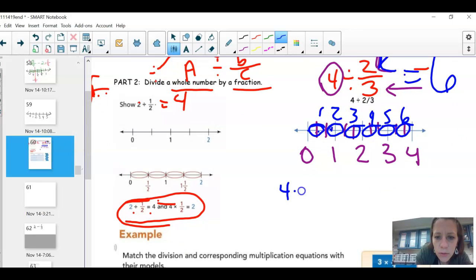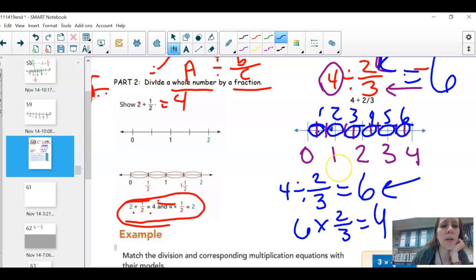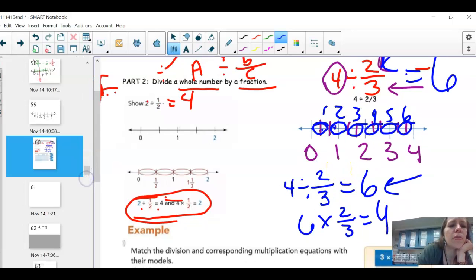4 entre 2/3 es igual a 6, o 6 por 2/3 es igual a 4. Pero esta es la parte que nosotros vamos a practicar un poco más, ¿ok?